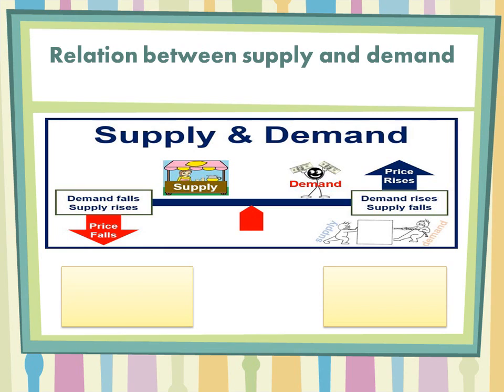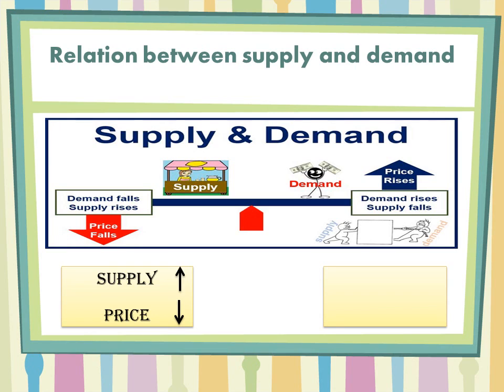Now, you have an option. Either you can buy it from me or from the other shop, because the supply is more. Shop number 1 is also having lots of bread, and shop number 2 is also having lots of bread. So the supply is more. That's why the price is down.